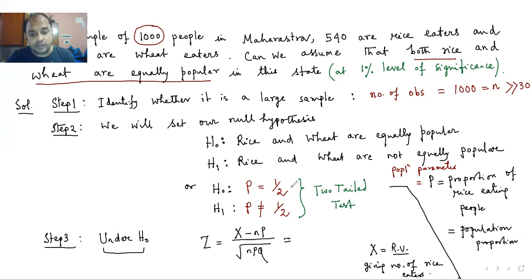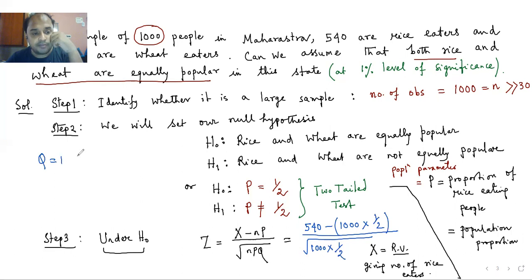We are going to put the values. The number of rice eating people is 540, out of 1000. Sample size n is 1000. And probability capital P is the population probability, so it is half. In the denominator, you are going to substitute these things once again. It would be 1000 times half, and you know that capital Q is equal to 1 minus capital P, so that would also be equal to half.